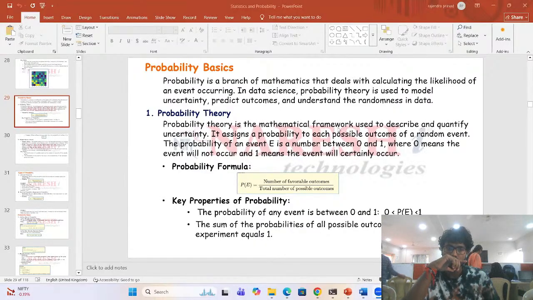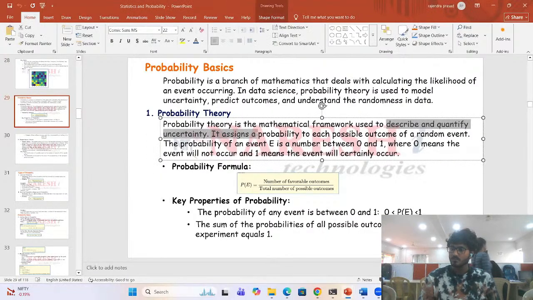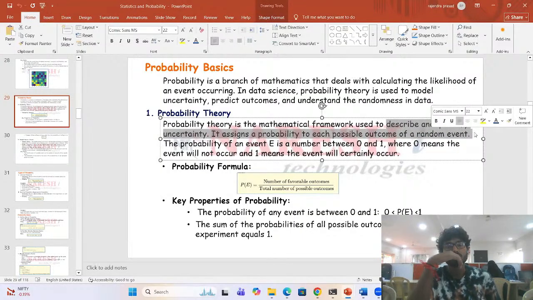See, probability theory is a mathematical framework used to describe and quantify uncertainty. It assigns a probability to each possible outcome of a random event. First of all, what is a random event? What is an event? And what is a random experiment? First of all, what is an experiment? An experiment is something which will give you an output. Yes or no?